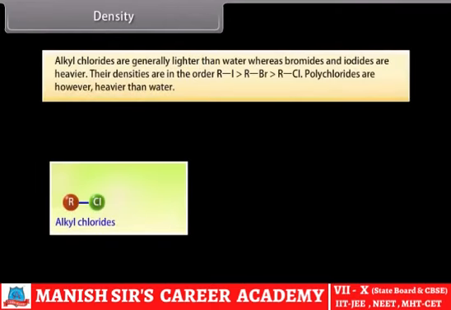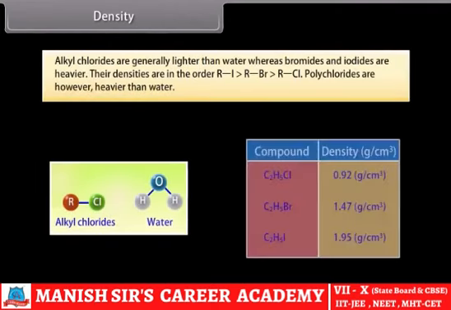Density. Alkyl chlorides are generally lighter than water, whereas bromides and iodides are heavier. The densities are in the order RI greater than RBr greater than RCl. Polychlorides are, however, heavier than water.